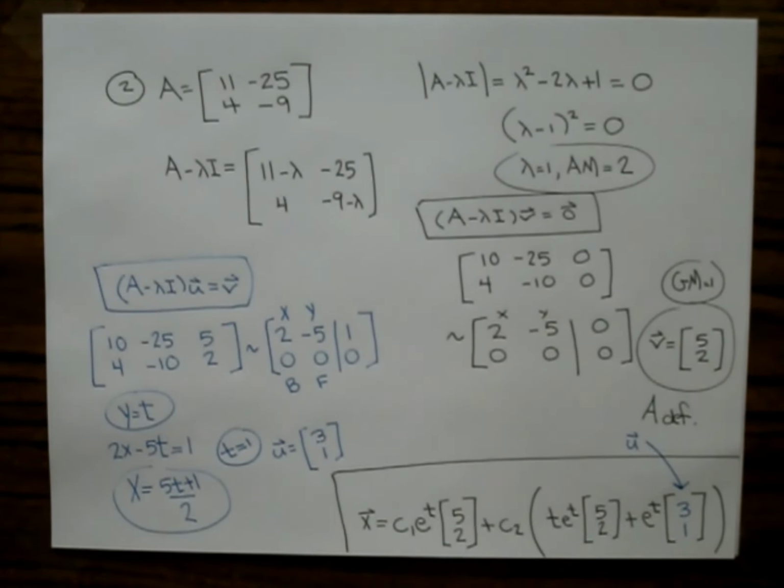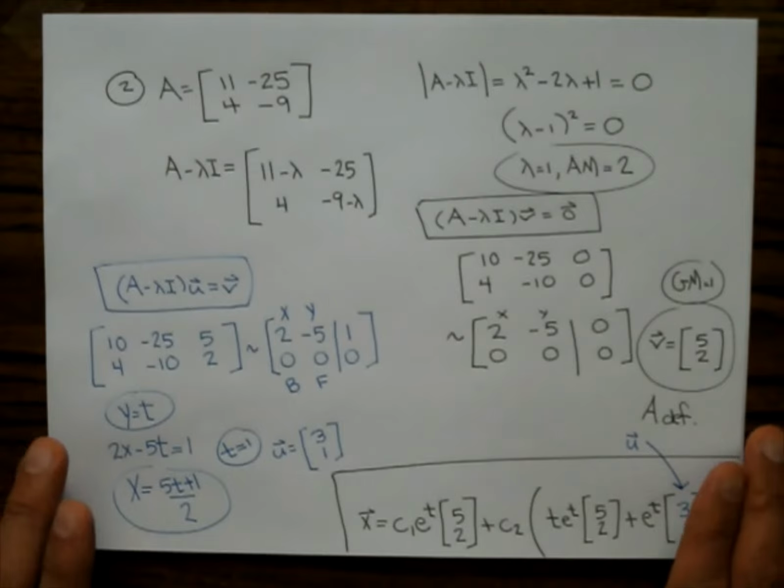And there's my answer. So I've now completed the problem. Some of you are like, can you pull out an e to the t and write this as c2 e to the t and then times the vector 5t plus 3, and on the bottom you would have a 2t plus 1. Yeah, you can do that, make it look pretty, but you don't have to. Okay, so let's go ahead and do another problem.